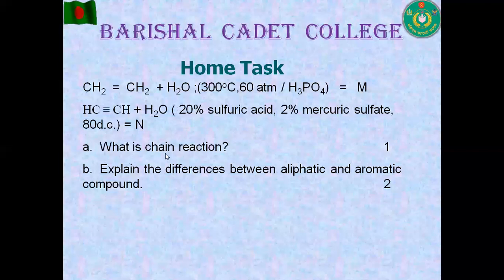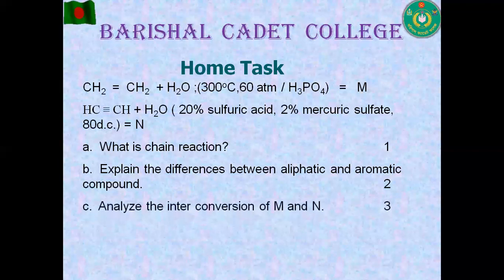So the question is, what is chain reaction? This is polymerization reaction. Explain the difference between aliphatic and aromatic compounds. Aliphatic compounds do not follow Huckel's rule, but aromatic compounds do. Aromatic compounds show specific reactions, such as chlorination, because they have high electron density, and addition, but aliphatic compounds do not show this type of reaction.